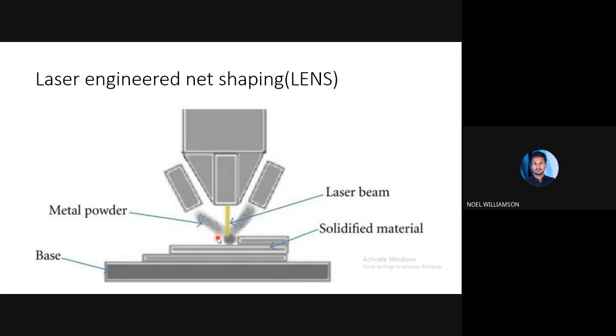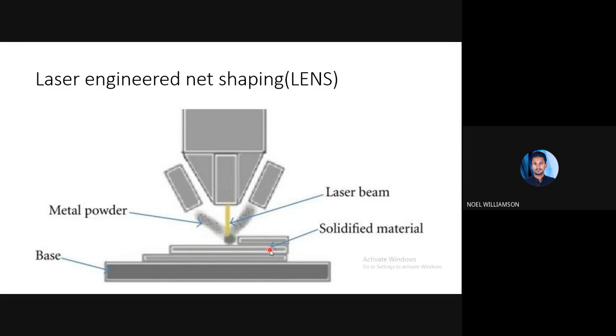In order to melt it, we use the laser beam. The laser source is shown here. From here, the laser is focused to the point where the metal powder is reaching. That portion where the laser is focused will melt and solidify, so that we will get the requisite layer. Using this procedure, layer by layer will be created.